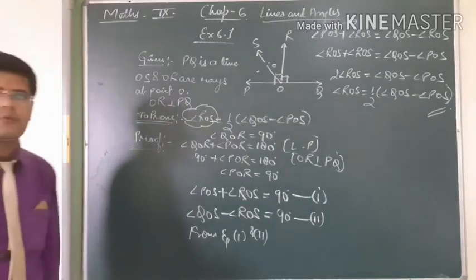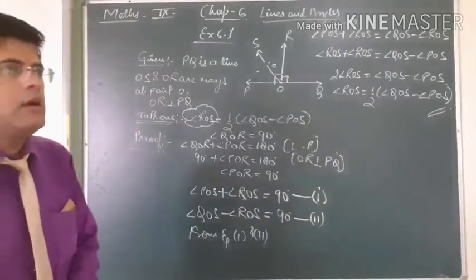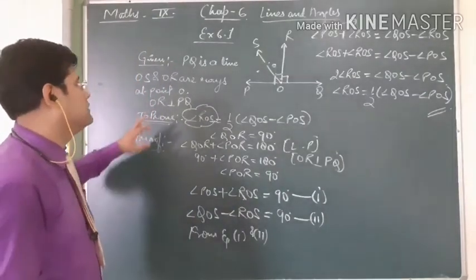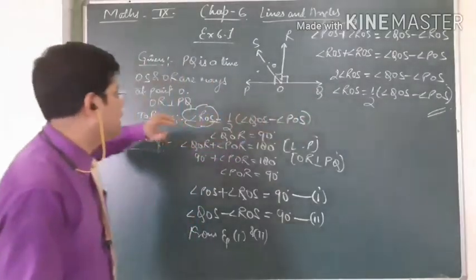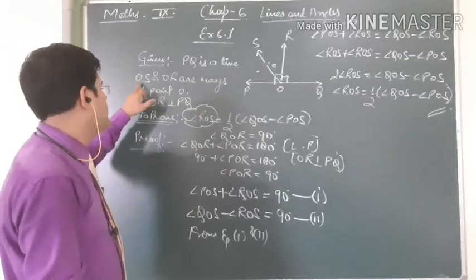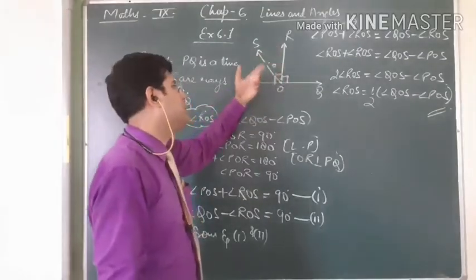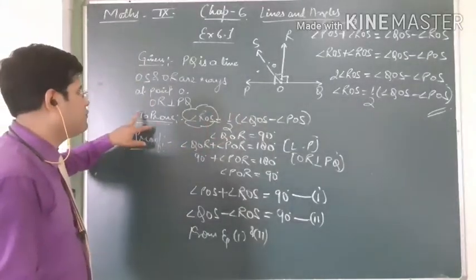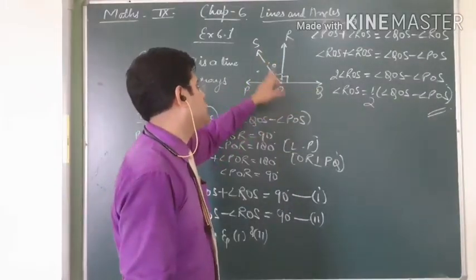So I am going to tell you or define this sum again. What the sum says is that PQ is a line. So here PQ is a line, it will form 180 degrees. OS and OR are rays at point O. So it is given that OR and OS are rays on point O. We have to prove that angle ROS is equal to half of angle QOS minus angle POS.